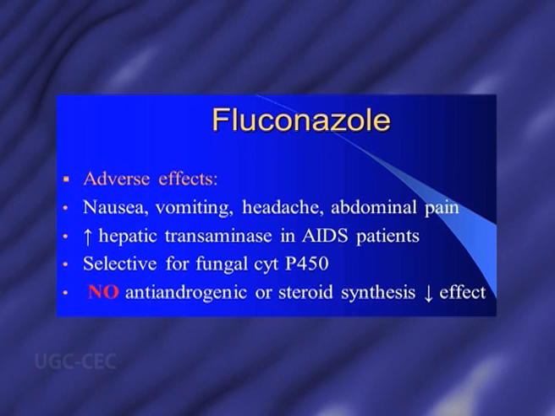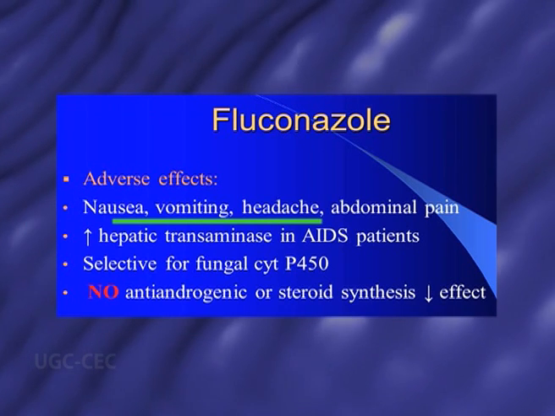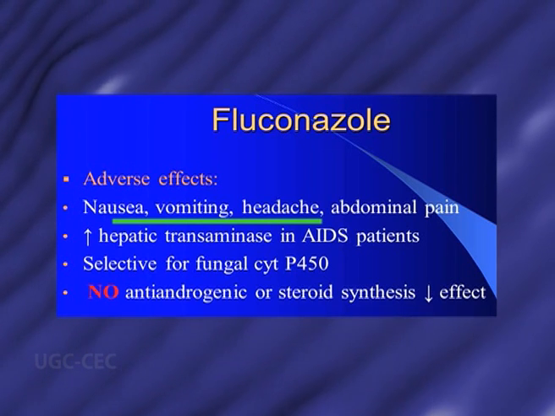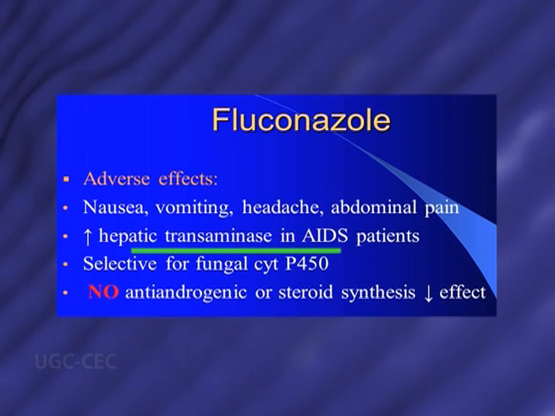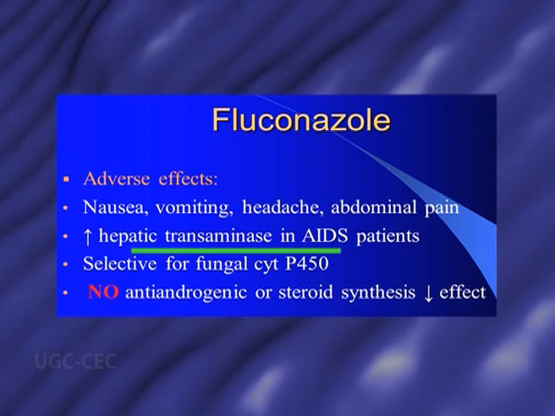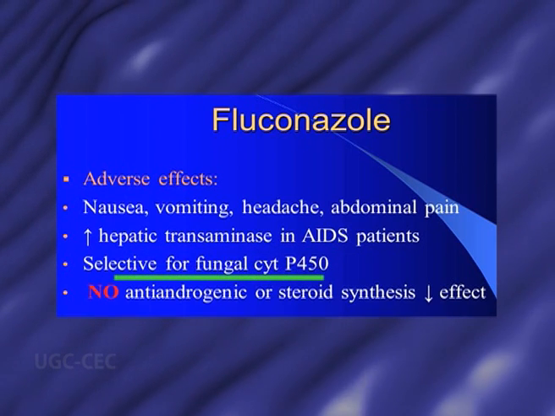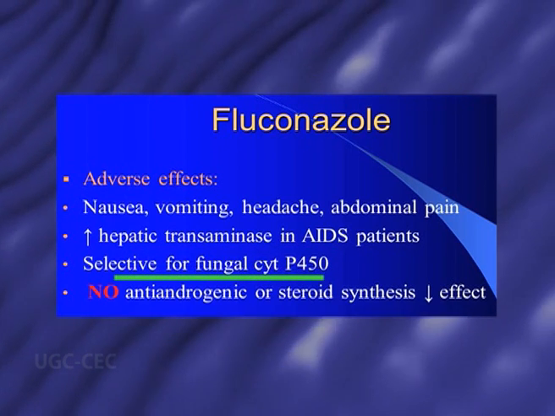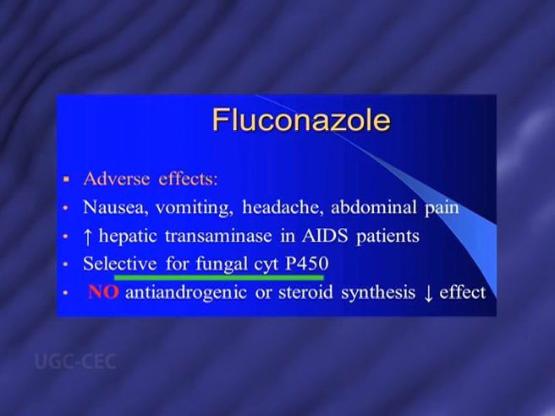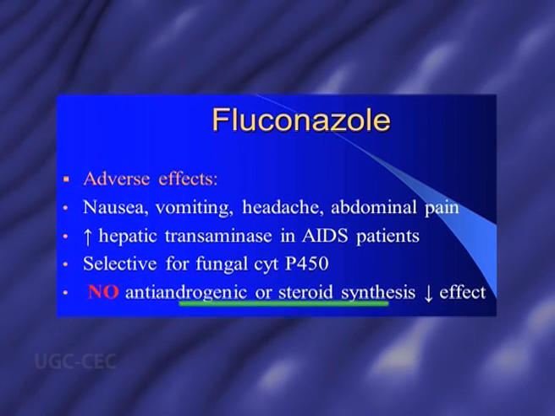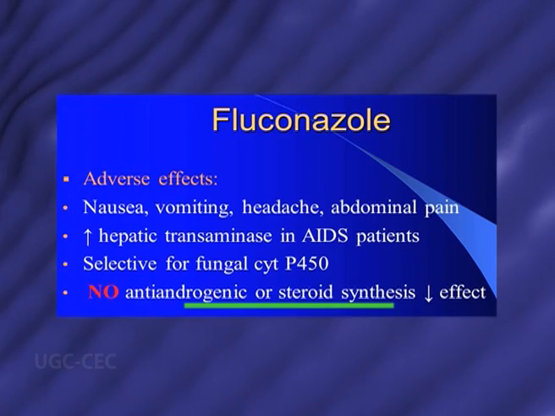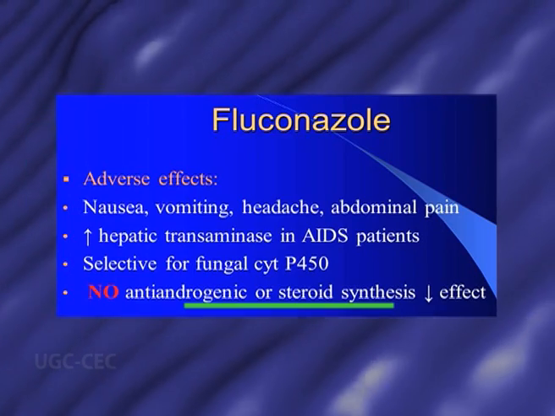Adverse effects are not serious. Nausea, vomiting, headache and mild abdominal pain may be there. Elevation of liver enzymes has been documented in AIDS patients. The drug is selective for fungal cytochrome P450 and therefore the adverse reactions are much less. It does not have any anti-androgenic or steroid synthesis lowering effect.